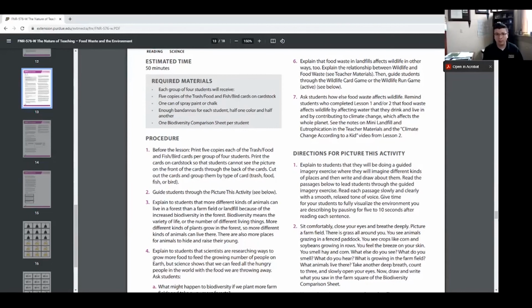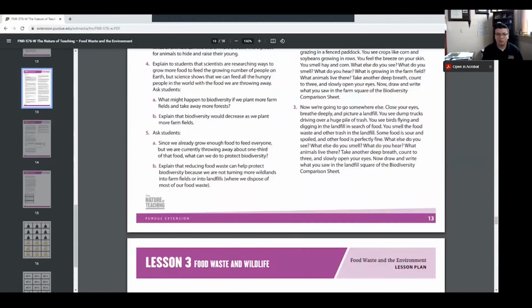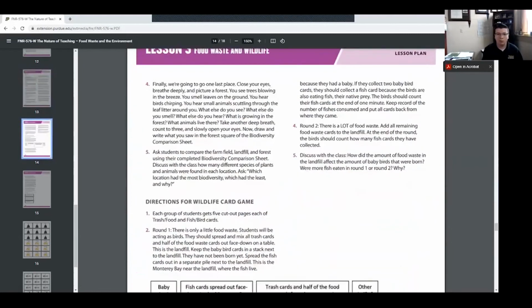One optional example to assist with this would be to take a 6-pack of soda can holders, the little plastic holders, and explain to students that it's best advised to cut those up to protect wildlife from getting trapped in them. And you can use many other examples as well. There are notes on the mini landfill and eutrophication in the teacher's materials, and the climate change according to a kid video included in lesson 2. There's certainly nothing wrong with using those.